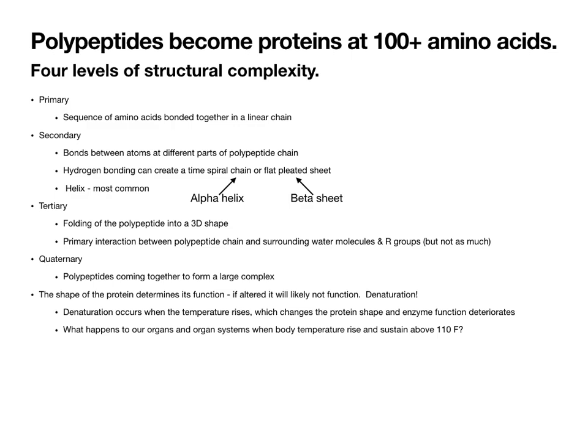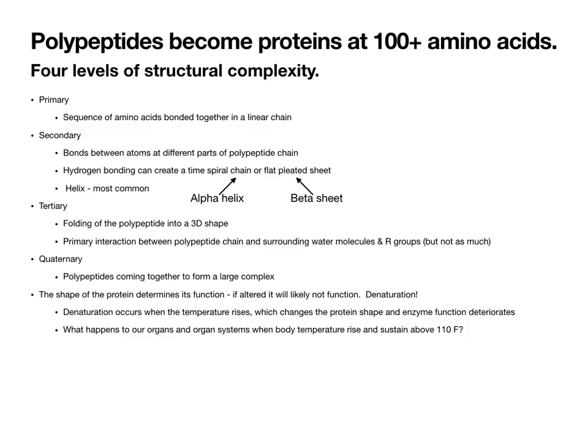We have four different levels of structural complexity. We have primary, secondary, tertiary, and quaternary. So the primary is a sequence of amino acids bonded together in a linear chain. In the secondary formation, the bonds between the atoms at different parts of the polypeptide chain, and the hydrogen bonding, can create a spiral chain or a pleated sheet. That spiral chain is called an alpha helix, and that pleated sheet is called a beta sheet. The helix is the most common form of a secondary polypeptide structure.